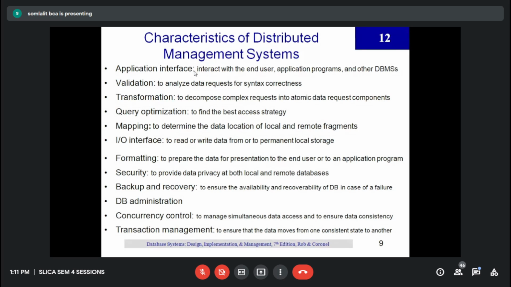What do you mean by application interface? It provides you an interface through which we can communicate with for the data.